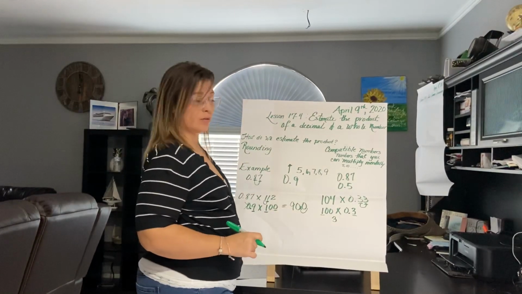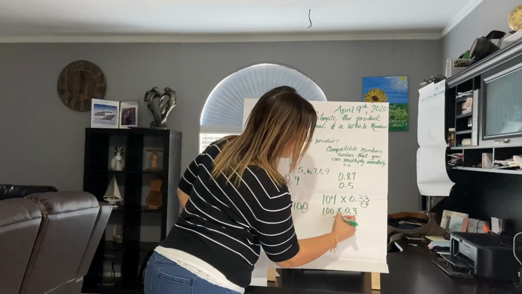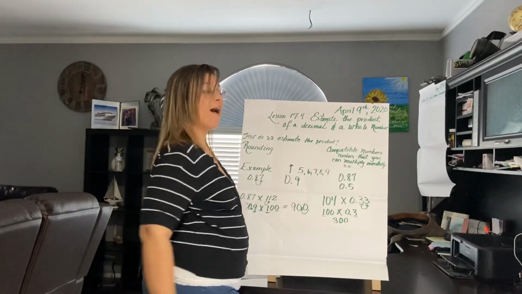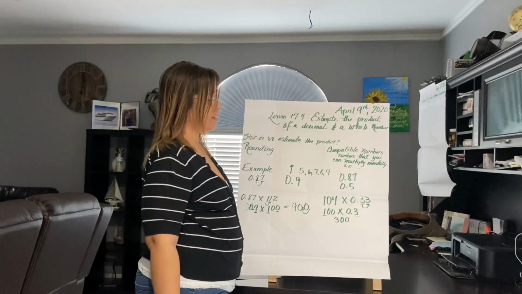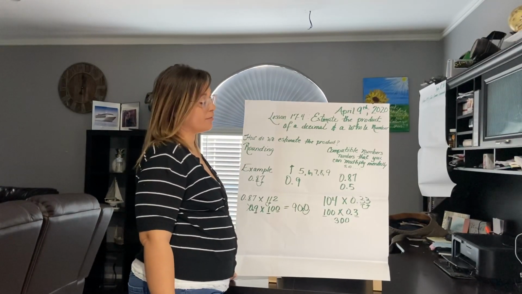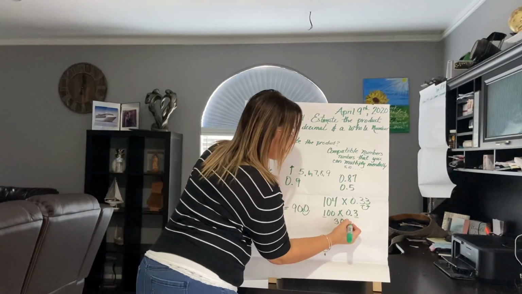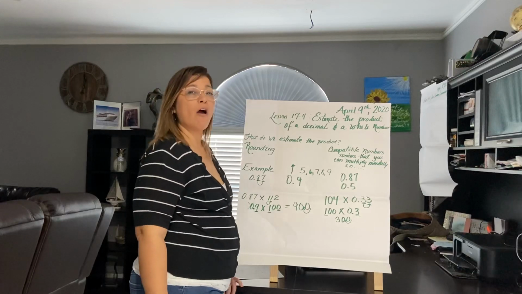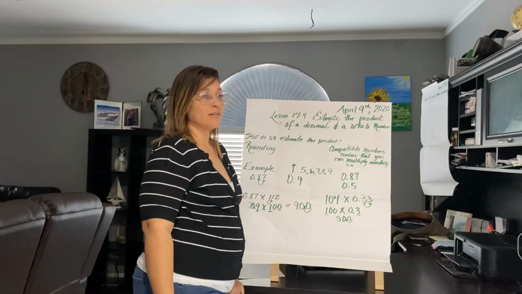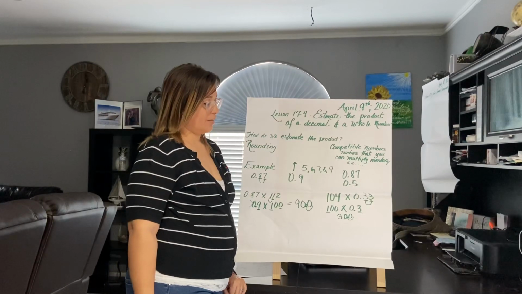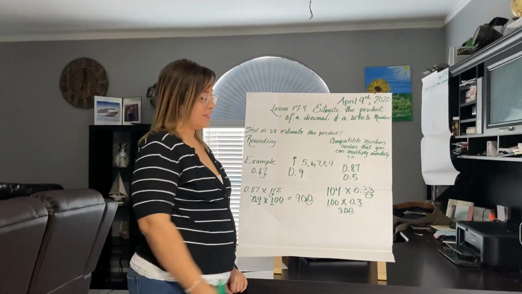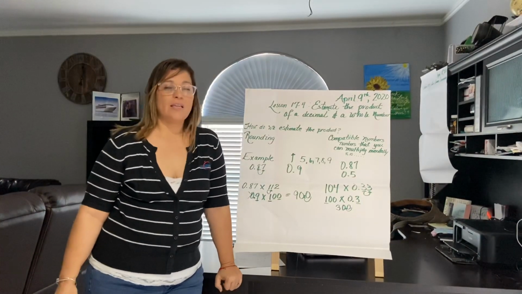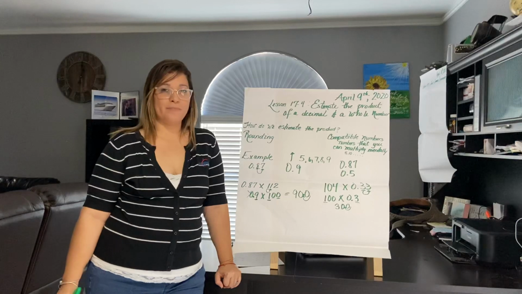How many zeros? There's 1, 2. How many numbers are behind my decimal number? 1. So that indicates how many numbers in my product should be behind the decimal point. Are you guys getting it? So that means that 104 times 33 hundredths is about 30.